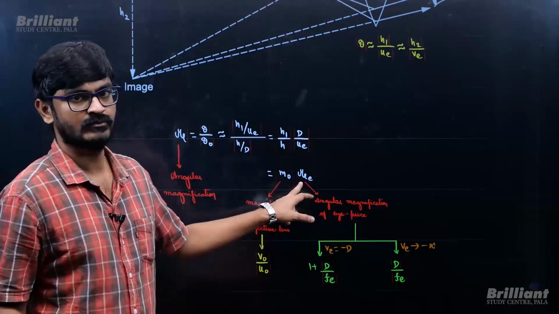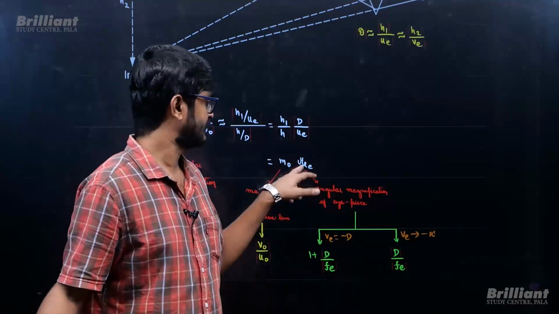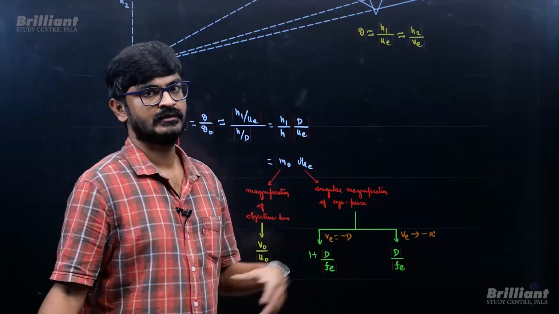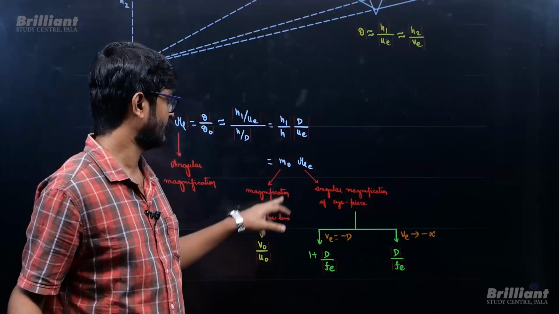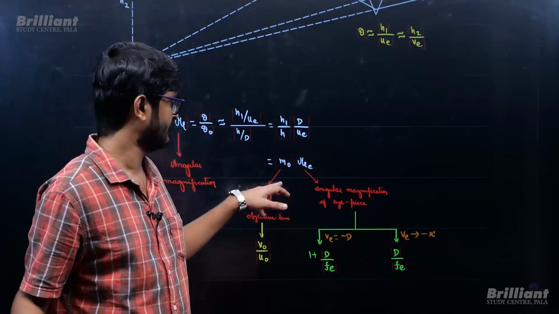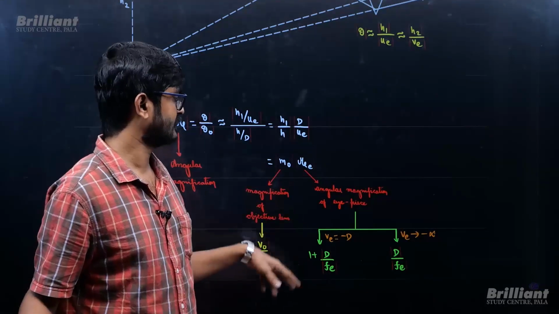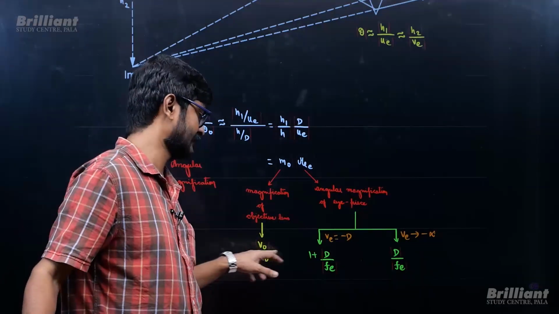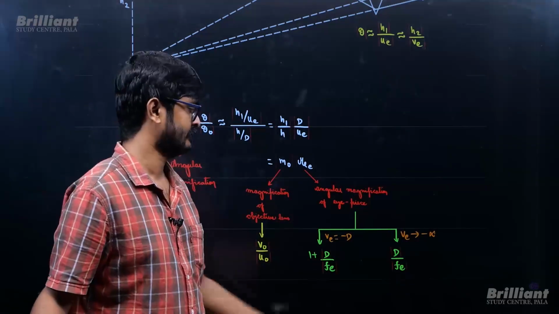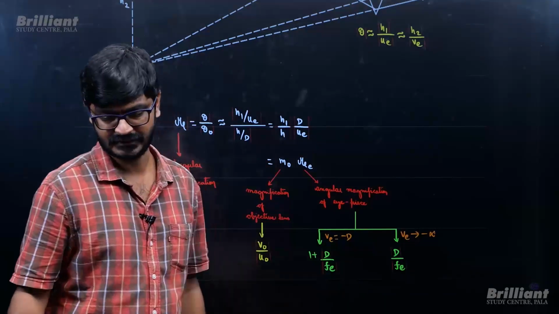Now this value for normal setting is d by f, for near point setting it is 1 plus d by fe, and this value is v naught by u naught, magnification is v naught by u naught, right. So this is easy to remember. The answer will turn out to be this into this if it is normal setting, and this into this if it is near point setting. This is easy to remember, like the previous case only.